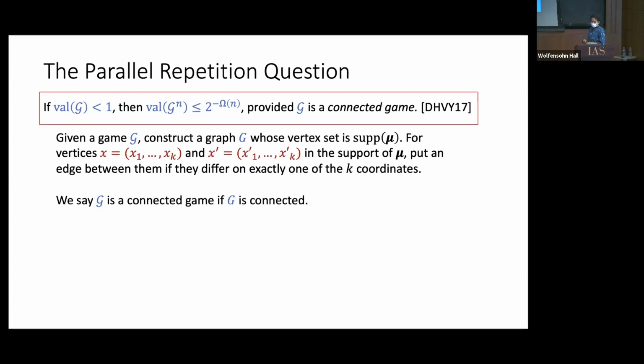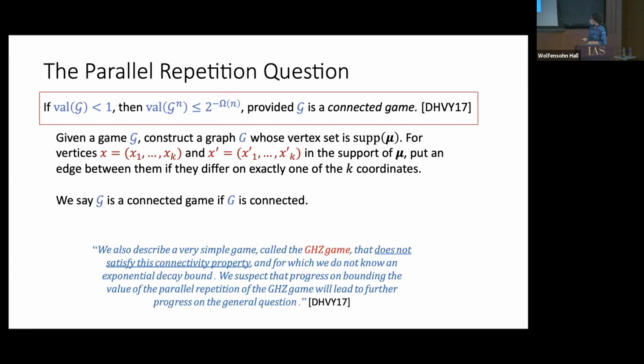So this leads us to naturally ask, what about disconnected games? In this work, they suggest the GHZ game as a game that we need to study next, because if you look at the graph of this game, which we will see in the next slide again, this graph is highly disconnected. To go from any one tuple of inputs to the other tuple of inputs, you need to change 2 coordinates. So this is a disconnected game. There is no edge in this graph. And one can ask, can we show parallel repetition for this game?